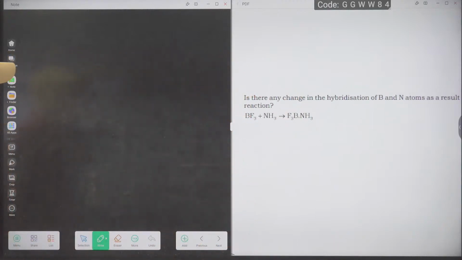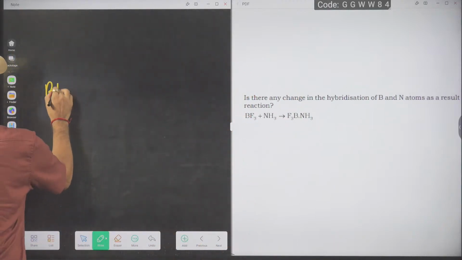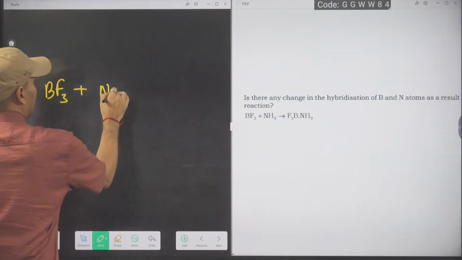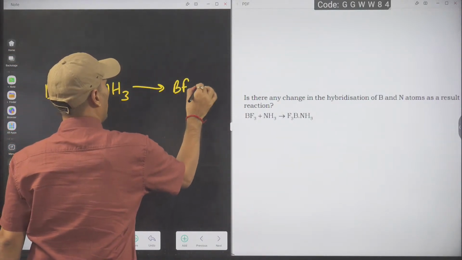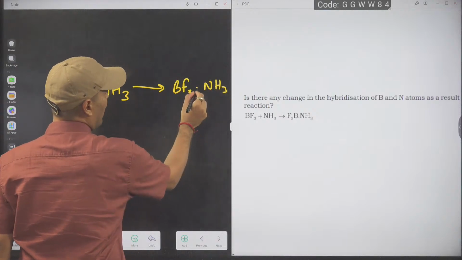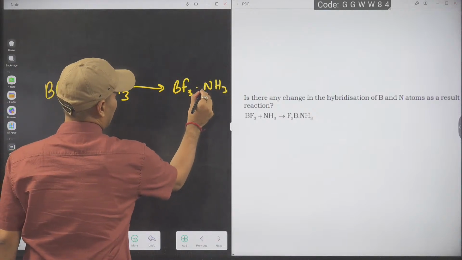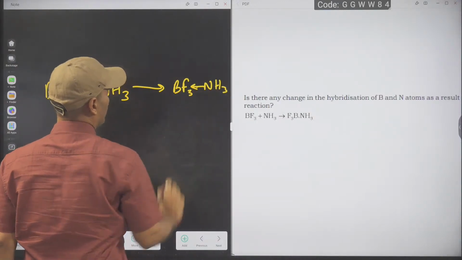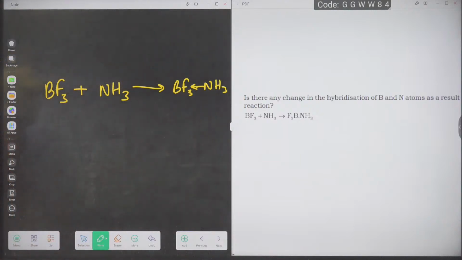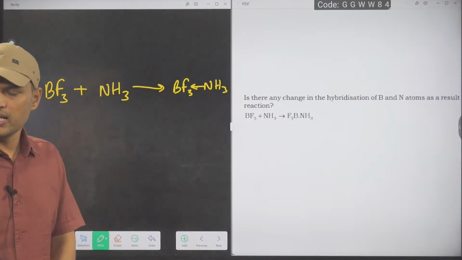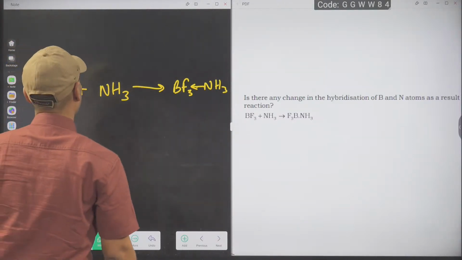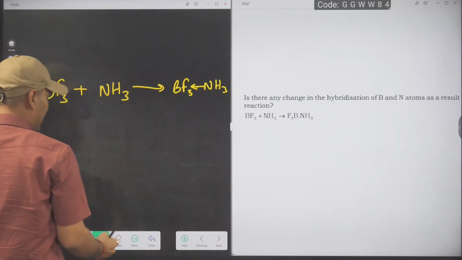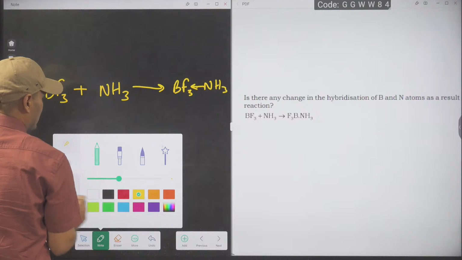Next part, this question is based on hybridization. We know that BF3 is there, NH3 is there, and they have written BF3·NH3. Dot means that nitrogen has shared its lone pair by coordinate bond. So now they are asking hybridization in each case.